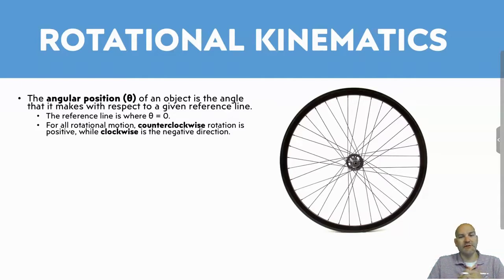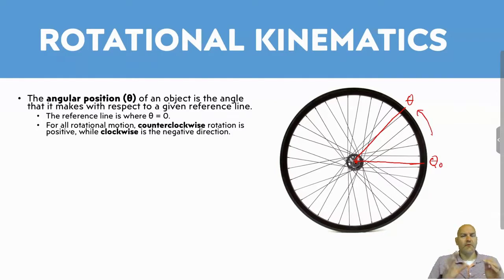So again, the angular position of an object is the angle that it makes with respect to a given reference line. So if I'm looking at my wheel and I call this theta 0, and my wheel rotates to a new position that we call theta, we've changed the angular position.